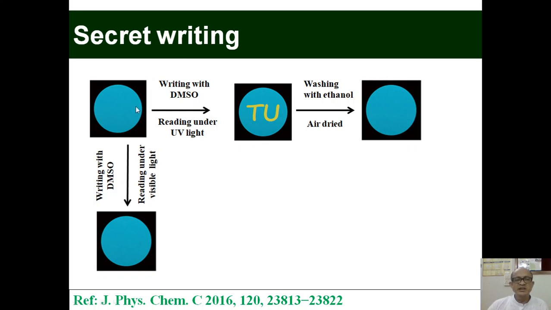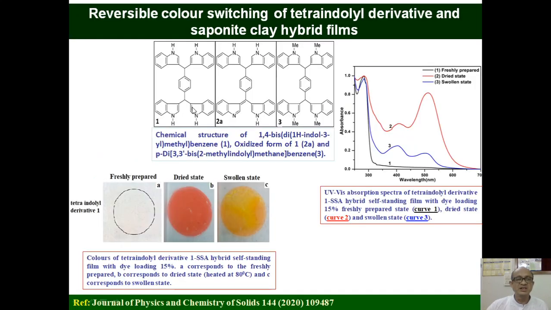This is the freshly prepared film, and we wrote TU using a fountain pen just dipped in DMSO. Under normal light, even after writing, you cannot see any writing. But when you expose this swollen written film under UV, you can see this TU. Again, after washing, you can see this. So we propose that it can be used as secret writing because you can write through wetting, but you cannot see it. Only when you expose it under UV, you can see it.